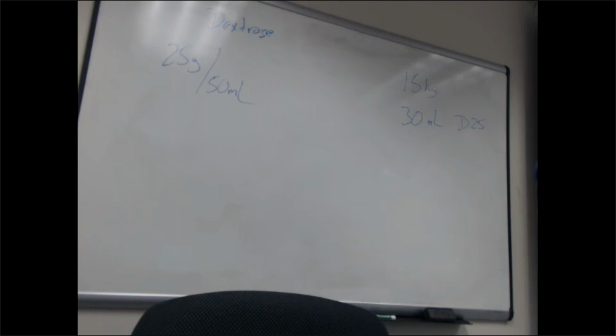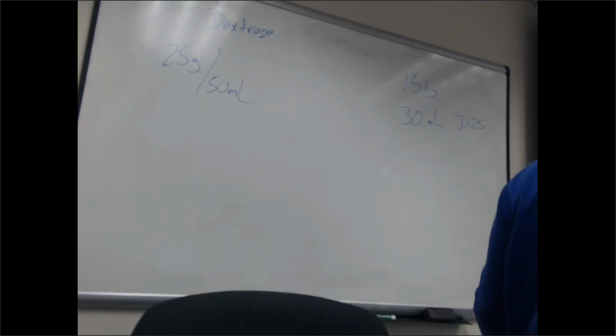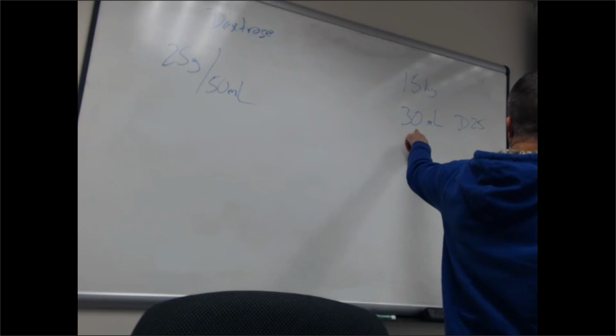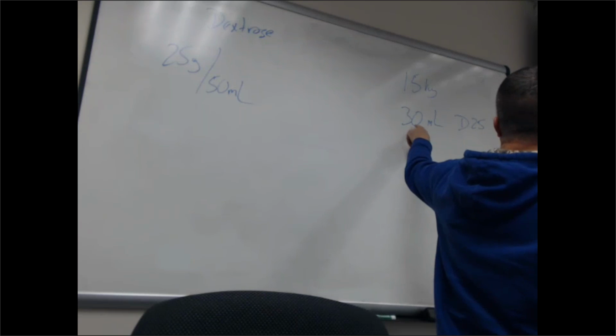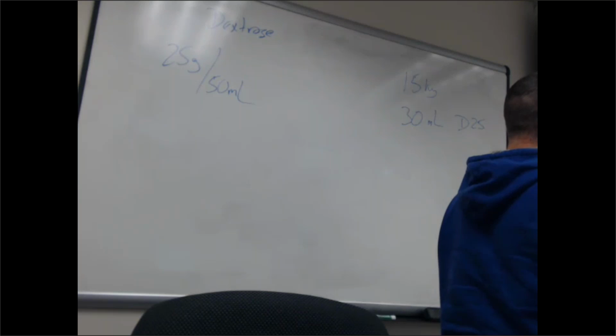So how are you going to make that into D25 and give 30 mils? Well, I'm going to get one of your little 3-way valves. You don't have one of those. D25 is half the concentration of D50. So how are you going to mix it though? I need half and half. So I need half of this 30 mils to be normal saline, and half to be the D50. So how are you going to do that with your little 3-way valve?